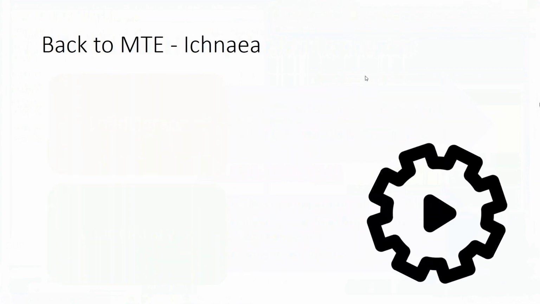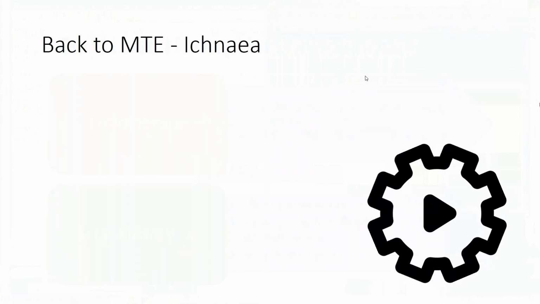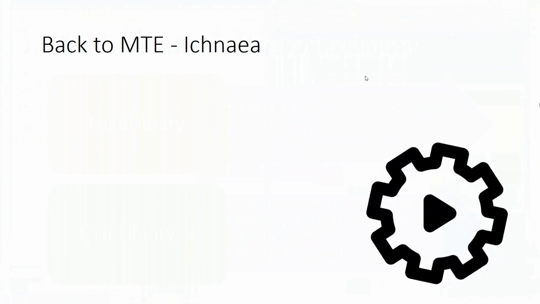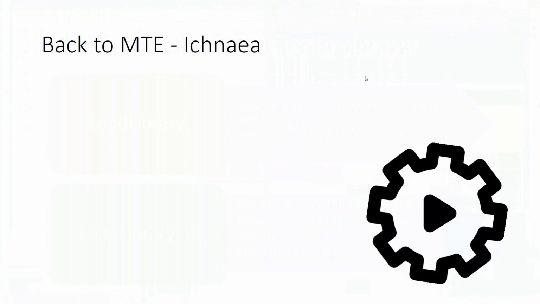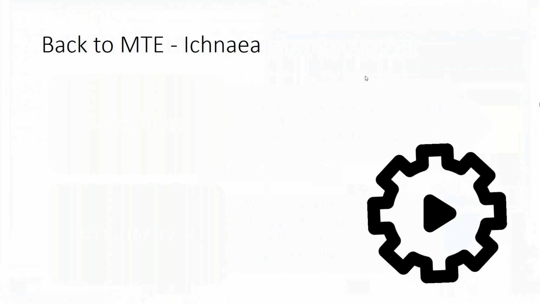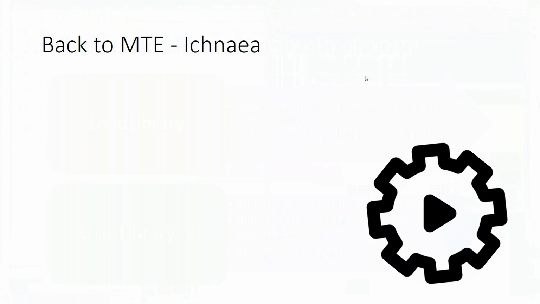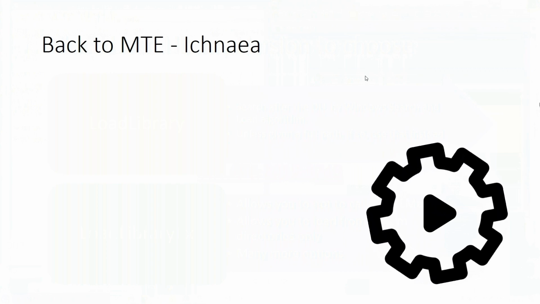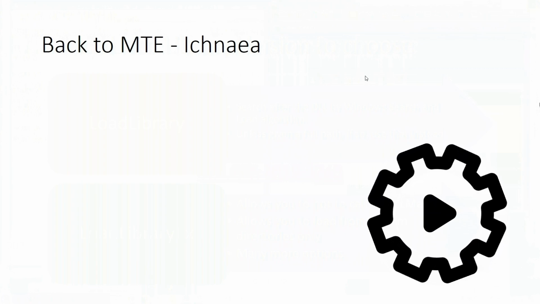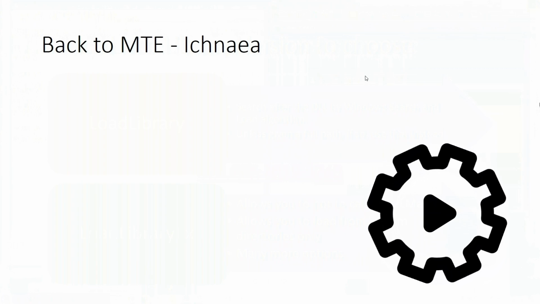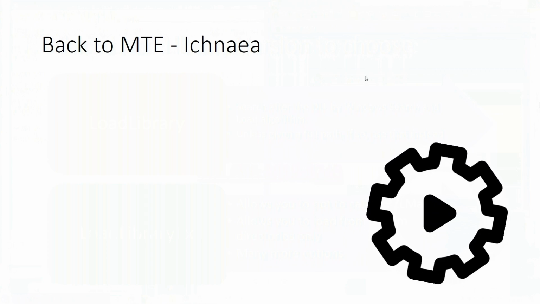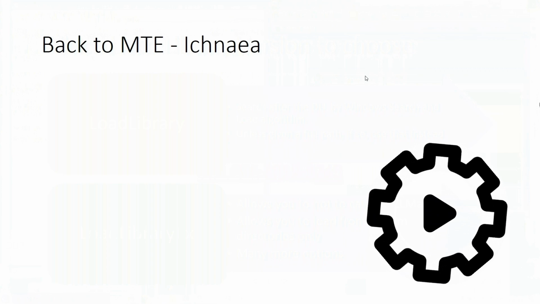Now, let's go back to MTE and the system that I've developed, which I named Ichnaea. After viewing those two exploitation methods, we can ask ourselves, how can we automate the entire loop of finding privileged file operations and how to exploit it automatically? So I developed a system called Ichnaea, which tries to implement the whole chain of attack, monitoring, tracing, and exploiting.